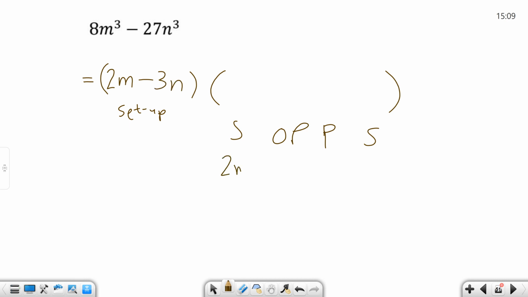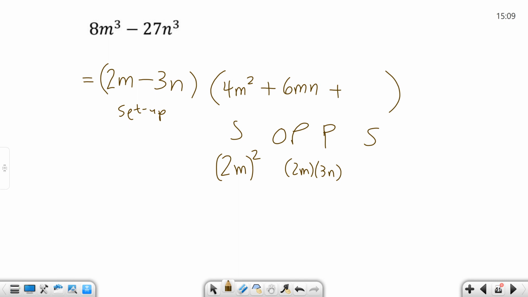So then we're going to square 2m. And that's going to be what? That's not 8. Squared is going to be 4m squared. That way when we take 4m squared times 2m, we get what? 8m to the third. That's why we did that. And then the opposite sign. What is the opposite of a minus? Plus. Then product is 2m times 3n. And that's going to be what? 6mn. And then always a plus.